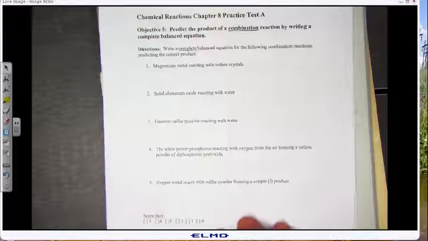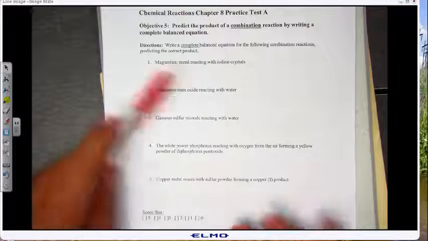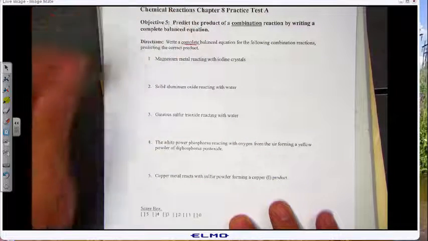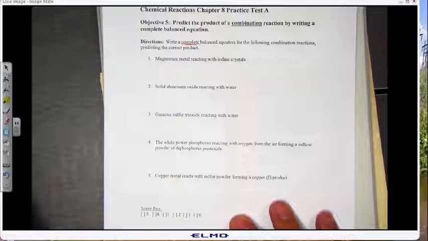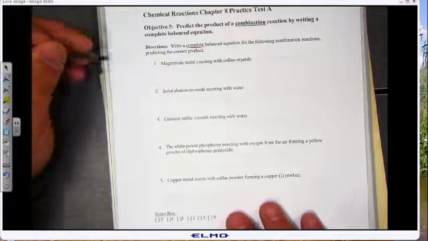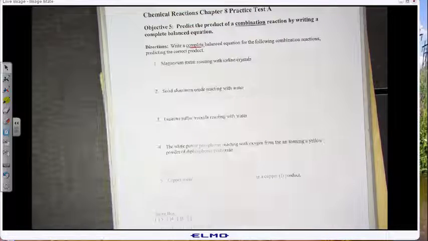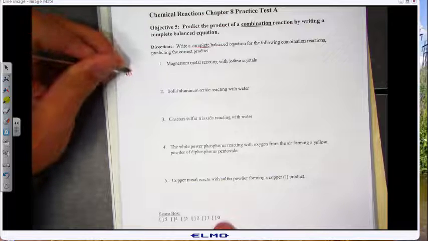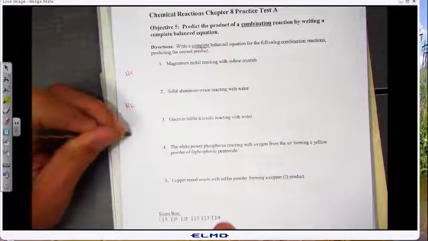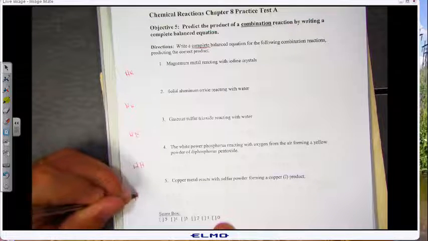One thing I'll suggest when we're doing these is make sure you're reading the directions carefully. We are going to be writing a complete balanced equation for the following combination reactions, predicting the correct product. And a complete balanced equation will have symbols letting us know what type of things are formed. Recommendation, since we're doing combination reactions and we have helpful hints, do yourself a favor, just write HH next to each one. Though the directions don't say to, if we identify which helpful hint, you're more likely to be steered down the right path.